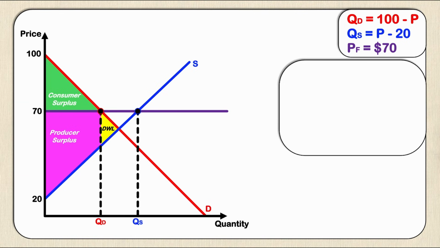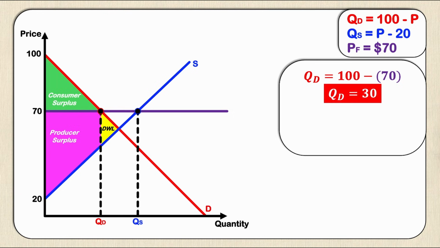First, let's see what the quantity demanded and quantity supplied in this price floor scenario will be. So let's learn how to do this. I'm going to take my demand equation first, and I'm going to substitute in the new P value for the price floor, which is 70. So I have 100 minus 70. Well, of course, that's just 30. So the quantity demanded when the price is 70 is just 30.